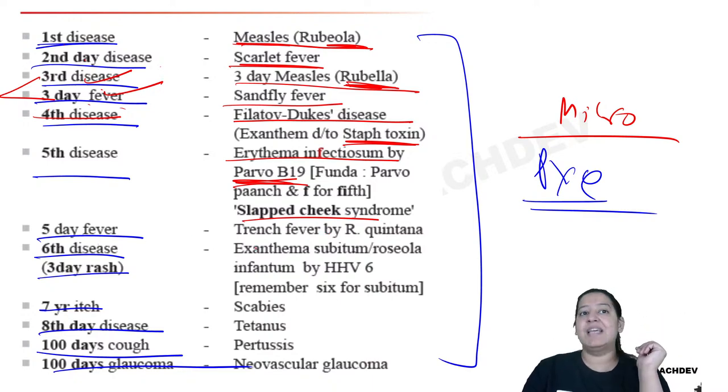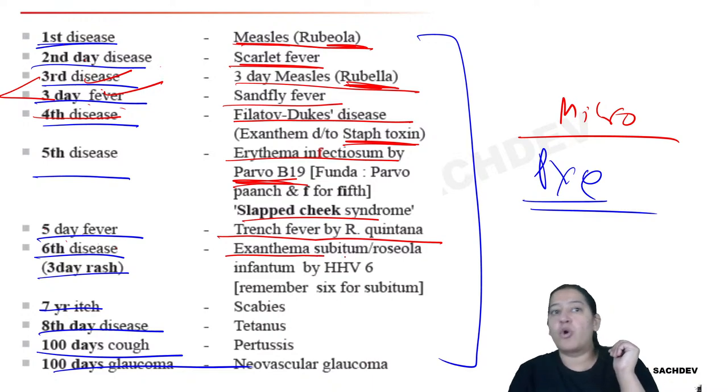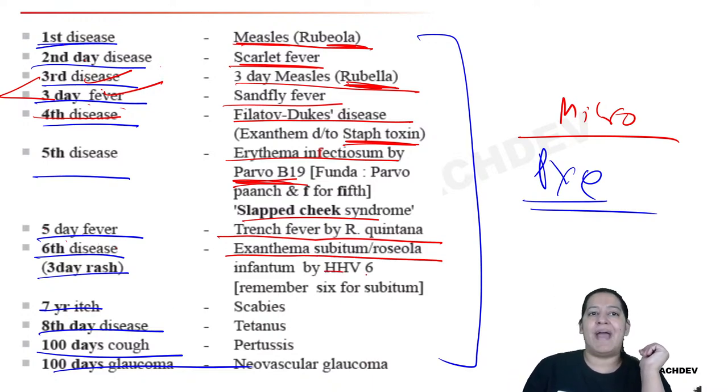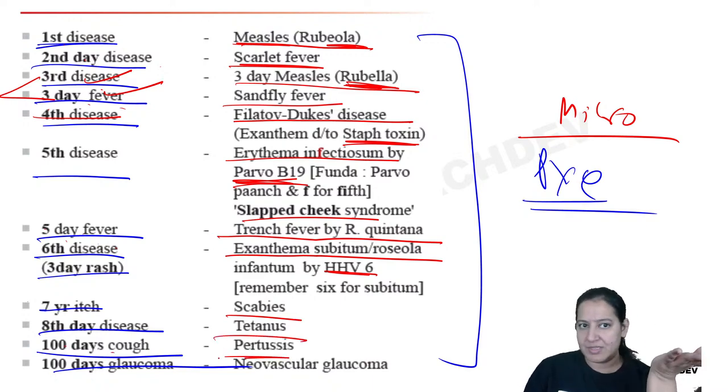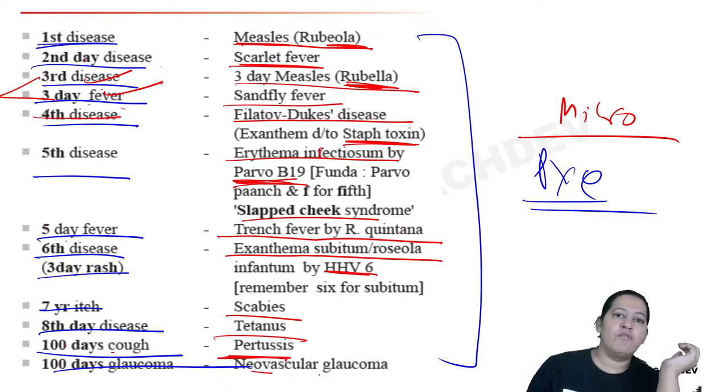फिफ्थ डे डिजीज इज ट्रेंच फीवर बाय रिकेटशिया, राइट. सिक्स डिजीज इज एक्सेंथीमा सबिटम, रोजियोला. इट इज कॉज्ड बाय एचएचवी. सेवन ईयर इच इज स्कैबीज. Eighth day disease is tetanus. 100 day cough, you know, pertussis. And 100 day glaucoma, it is neovascular glaucoma.